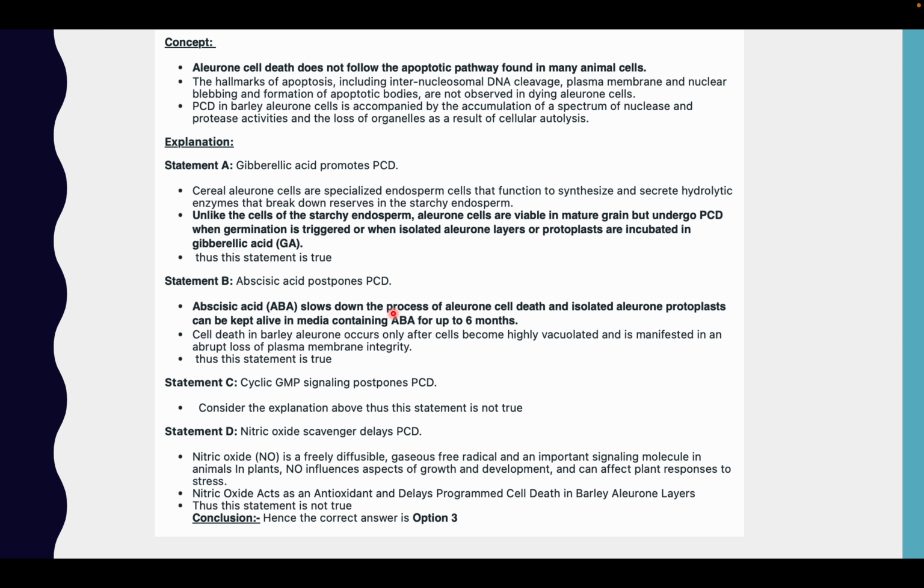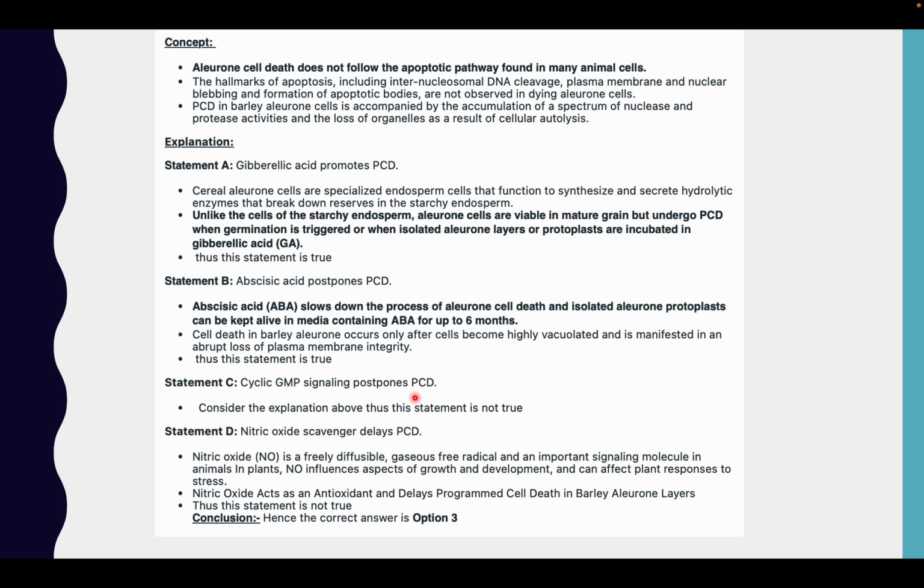And how does ABA postpone PCD? It slows down the process of aleurone cell death, and isolated aleurone protoplasts can be kept alive in media containing ABA for up to 6 months. Cell death in barley aleurone occurs only after cells become highly vacuolated and is manifested in an abrupt loss of plasma membrane integrity. So this statement is also true.